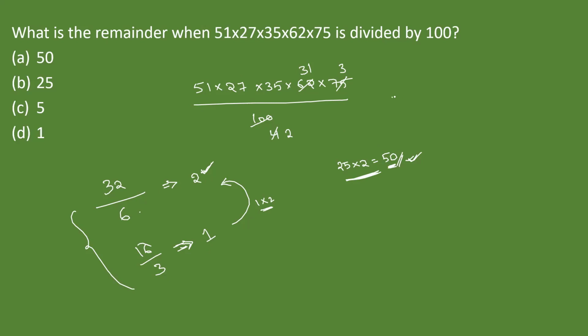Now I will try to find the remainder. 51 by 2, what will be the remainder? 1. Individual remainder. 27 by 2, 1. 35 by 2, 1. 31 by 2, 1. 3 by 2, 1. The remainder for this value is actually 1. After simplification, the remainder is 1.